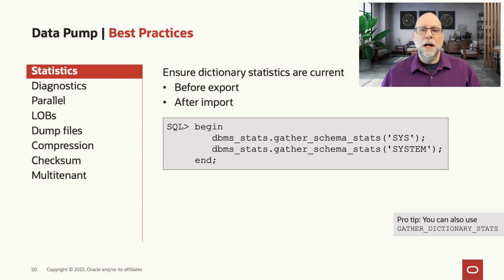So it really helps Data Pump performance to have current, accurate statistics on your SYS and SYSTEM schemas. If you can gather those schema stats in advance, you will find that Data Pump runs much better than if you have stale stats on this or that dictionary table. And if you don't want to gather schema stats on SYS and SYSTEM, you can do a lighter weight version of that by gathering dictionary stats. That will also help.